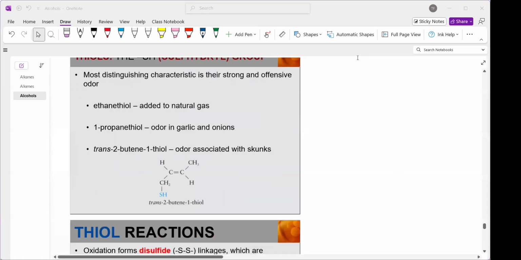Another interesting little side note is something called thiols. Because sulfur is underneath oxygen on the periodic table, its chemical characteristics are similar to oxygen. So if oxygen can form an OH, sulfur can form an SH. Similar problem. Not the same, but very similar.